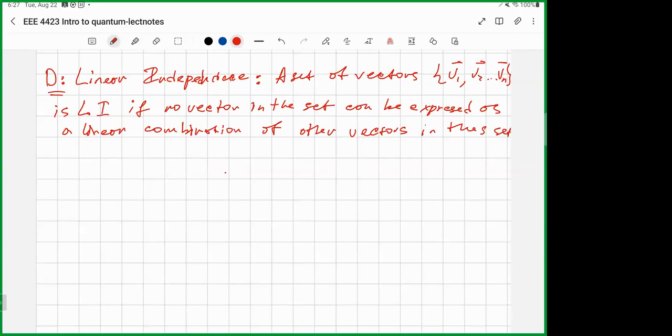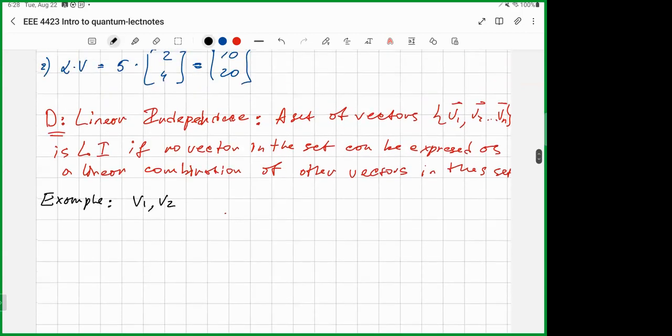Linearly dependent. So, for example, let us actually write this as an example. So let's take as an example just two vectors, v1 and v2.